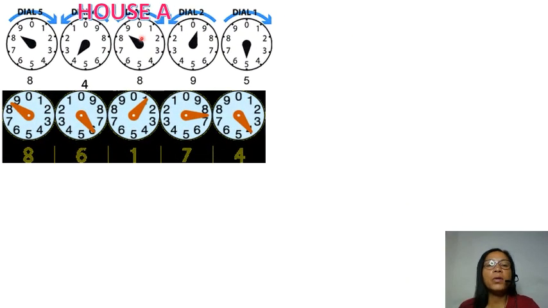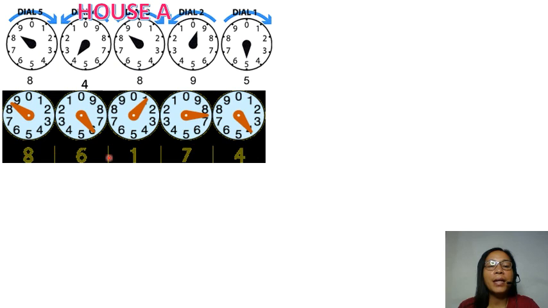We have here house A, and for house A, the first set of dials represents the previous reading, just like the electricity. Kung paano mo binasa yung electricity, ganun din yung sa tubig. The second set of dials represents the present reading, okay? So for the previous reading, we have 5, 9, 8, 4, and 8. That is the previous reading.